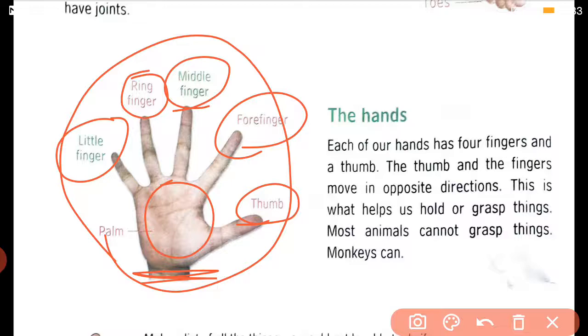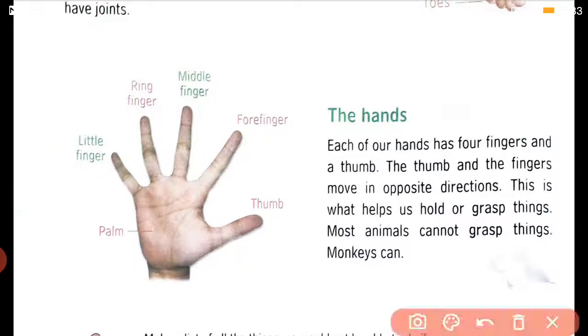Okay, and this thumb, it is very important for us. ये अंगूठा हमारे लिए बहुत important है because if thumb would not be there we would not be able to hold things. अंगूठे के कारण ही हम लोग चीज़ को पकड़ सकते हैं. आप पेंसिल पकड़ते हो, एक तरफ आपका फिंगर्स रहता है और दूसरी तरफ अंगूठा आता है, तभी आप पेन या पेंसिल पकड़ सकते हो. If thumb would not be there we would not be able to hold things properly. So it is very important for our body.